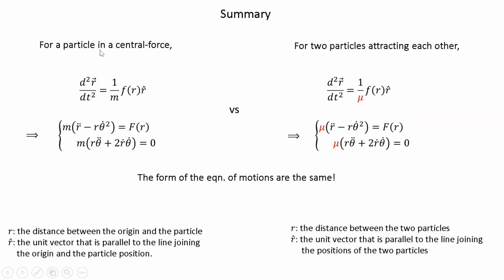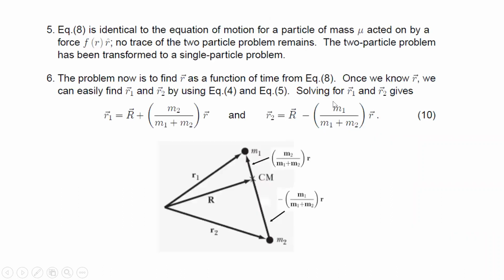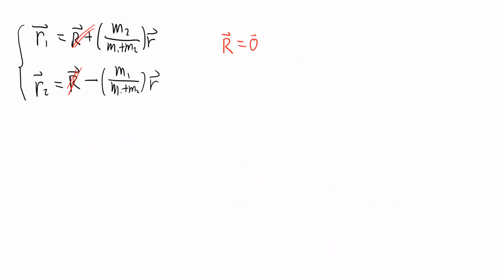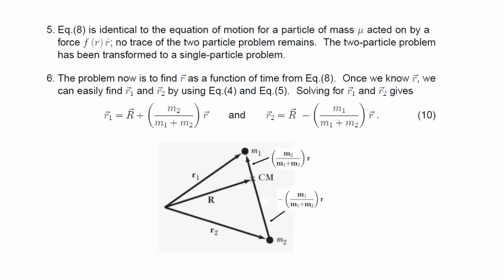as I said, is that for a particle in a central force, this is the equation of motion we solve. And then for two particles attracting or repulsing each other, this two body problem, we also just need to solve the same one differential equation, except that this m, the mass of the particle, is replaced by the reduced mass of the system. And then once you find r, you just use these two equations to find R1 and R2 individually.